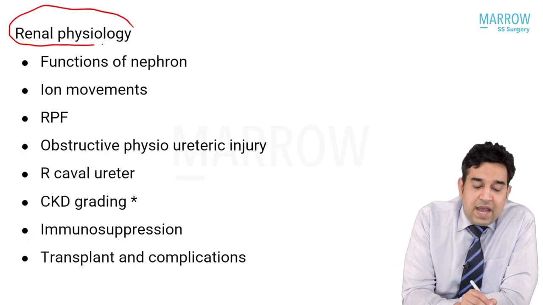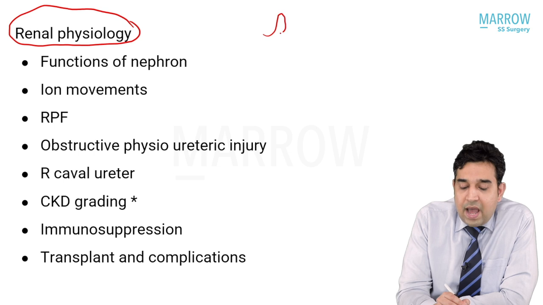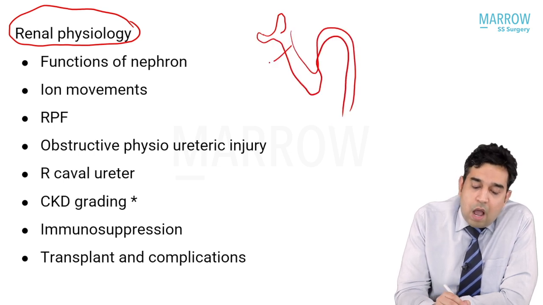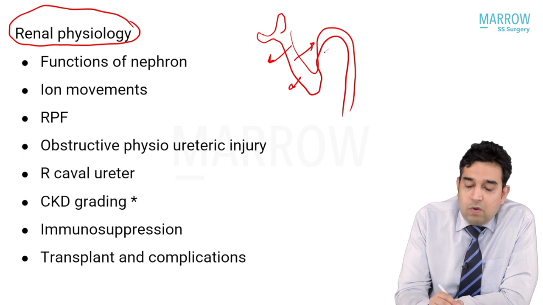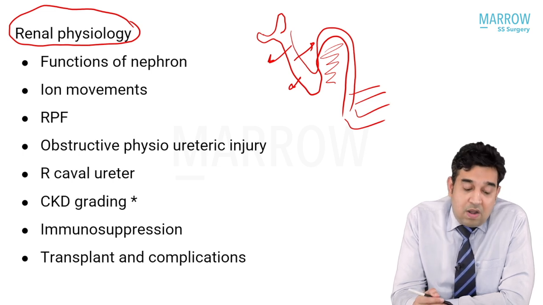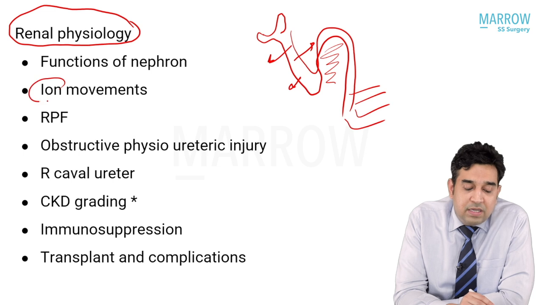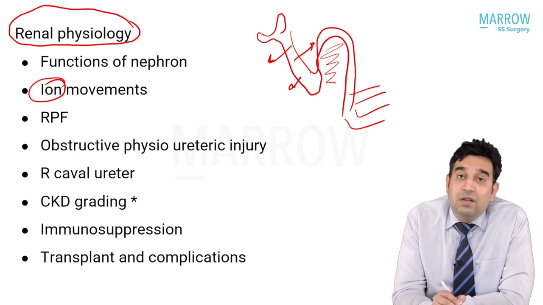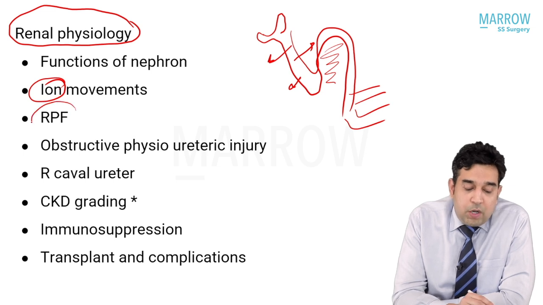So renal physiology, I think the most important thing is to know entirely the nephron, its course, and basically to know how things go in and out of the nephron, which is the area from which particular drugs are absorbed, which is the area from which the particular ions are absorbed. So the ion movements should be very, very clear, how much percentage of what is removed from where in the nephron. You should know about retroperitoneal fibrosis.